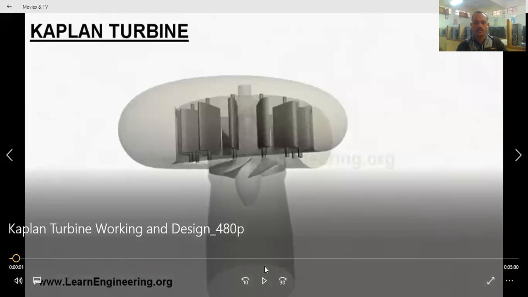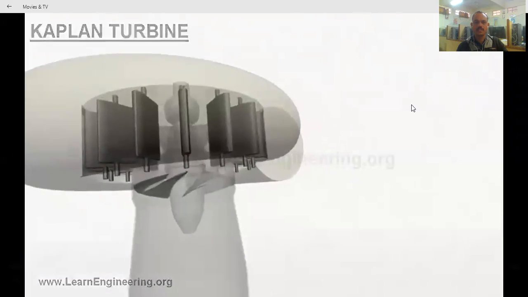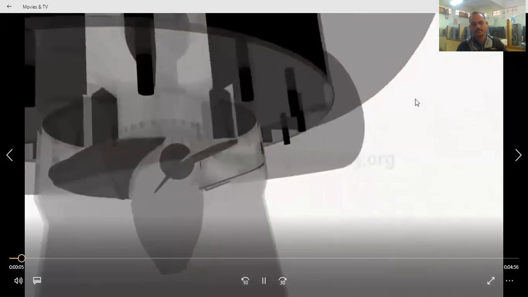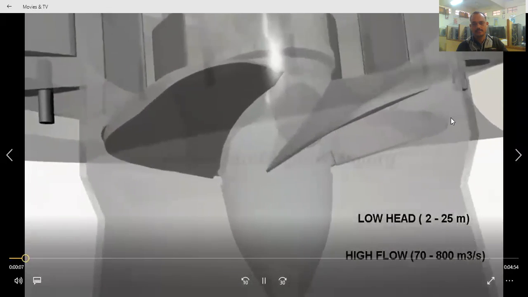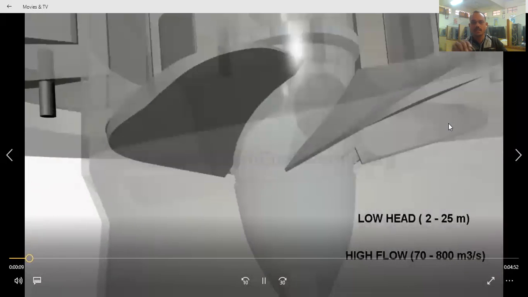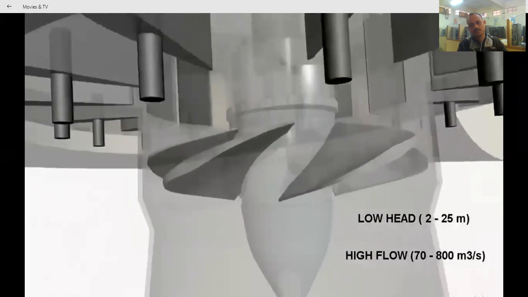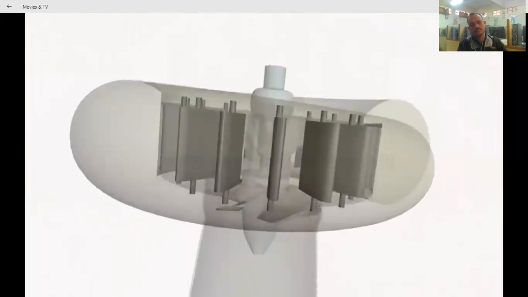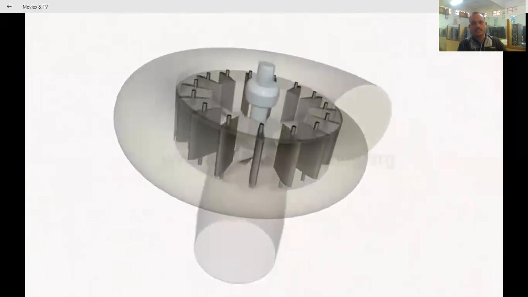Okay. Now you please observe this. Is this visible? Yes, sir. Kaplan turbines are suitable for power extraction when water energy is available at low head and high flow rate, which means they are suitable for operation when water is stored in a big reservoir at a relatively shallow altitude.